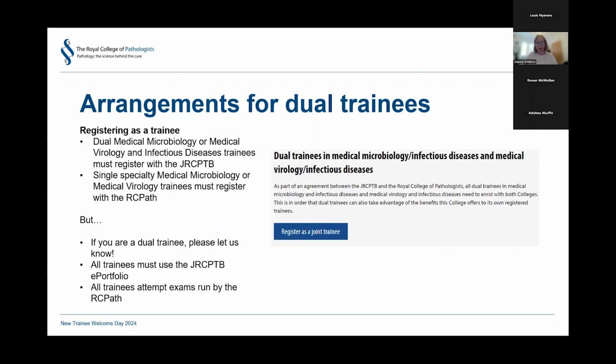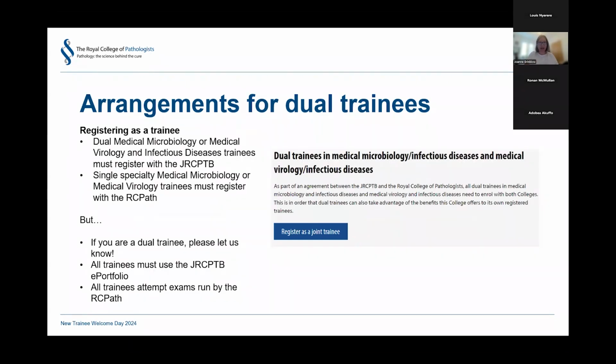There's no payment to be made because you've already paid the Royal College of Physicians, but it just lets us know that you're a dual trainee, and we can make sure that you have access to everything from our side as well. And I'll talk a little bit about what else that includes other than the training and assessment side of things.